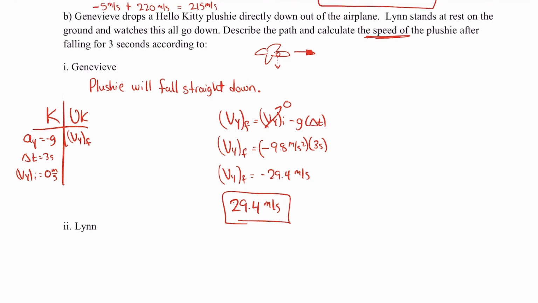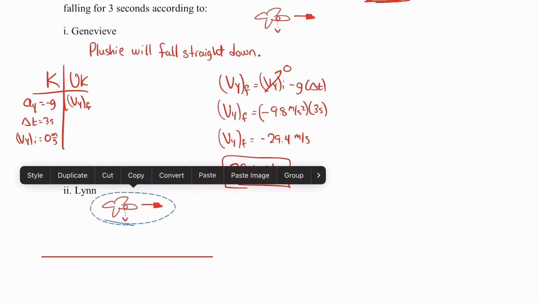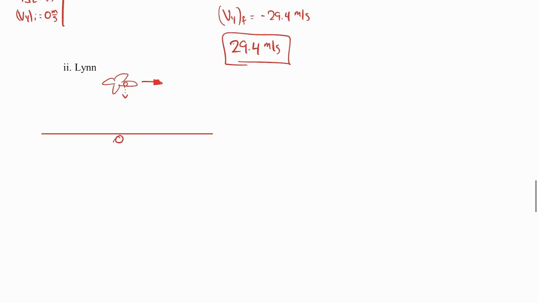Next, I'm going to calculate the same thing, but from the perspective of Lynn. So Lynn is standing at rest on the ground and watches everything. So I have this exact same scenario, but this time Lynn is standing on the ground. So Lynn is able to observe the ball with a velocity rightward. That's the exact same as the plane, and with the velocity that's provided by gravity. So what Lynn is going to see is a parabolic path.